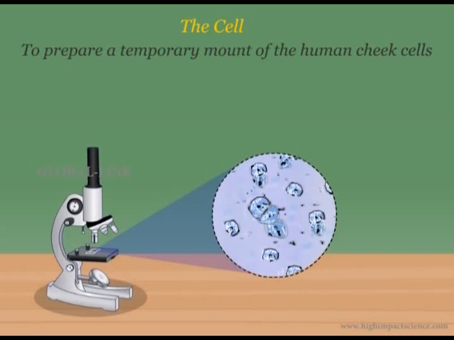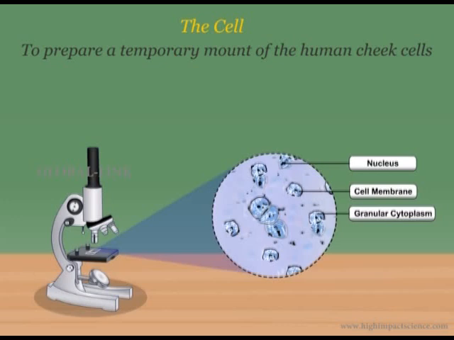You will see a large number of flat irregular cells. Each cell has a thin cell membrane. A distinct, deeply stained nucleus is seen in each cell. The space between the nucleus and the cell membrane is filled with the granular material called cytoplasm. There are no intercellular spaces between the cells, no visible cell wall. This suggests that the specimen is that of animal cells because there is no prominent vacuole visible.